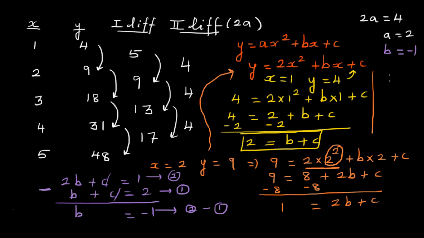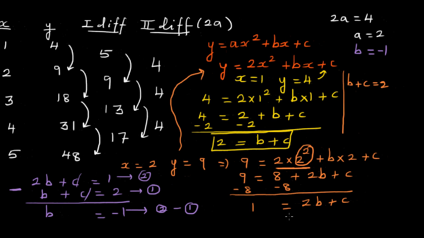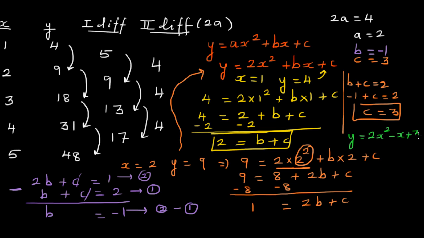What do we know? b plus c is equal to 2. I can put b as negative 1, so negative 1 plus c is equal to 2. Adding 1 to both sides, c should be 3. So we can say c is equal to 3. Now we need to check our answer. The equation is y is equal to 2x squared minus x plus 3.